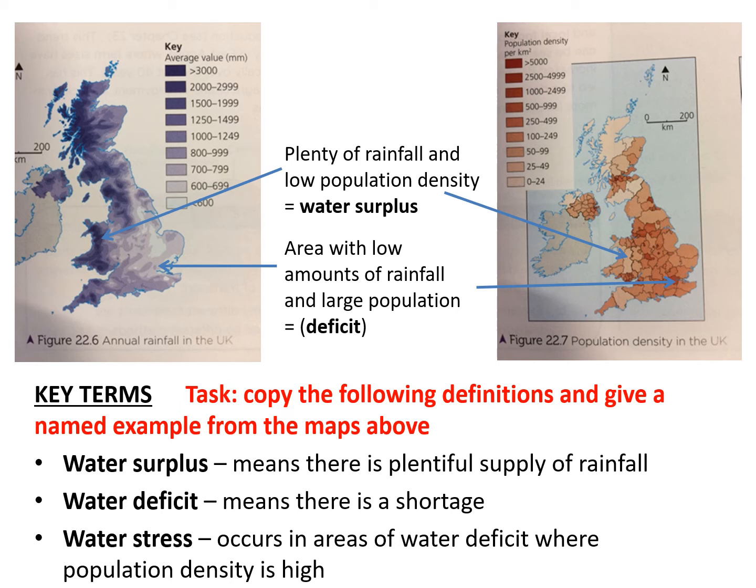Task for you, please. I'd like you to copy down the following definitions of water surplus and water deficit and give a named example from the map. A big clue is the examples that I've just talked to you about. There's a final definition on there, which is water stress. Water stress occurs in areas of water deficit where the population density is high. So we can assume that London on that map, not only does it have a water deficit, so that means there's not enough water, there's a shortage, but they're going to be experiencing water stress.